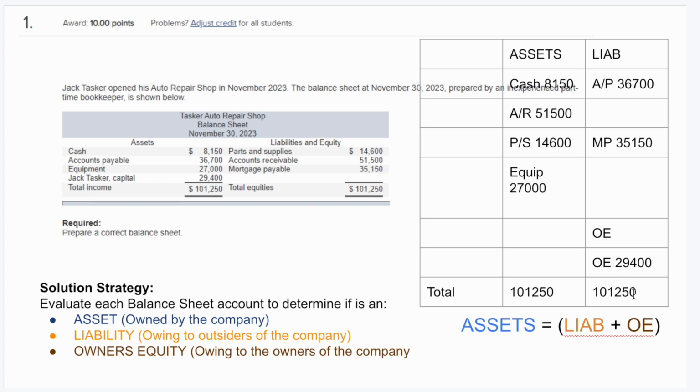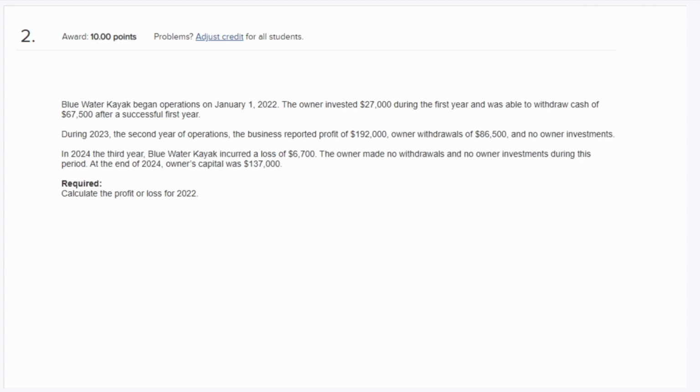The balance sheet is in balance. Assets are under assets. Liabilities are under liabilities. Owner's equity is under owner's equity. That is how you resolve that problem. Okay, let's take a look at number 2.